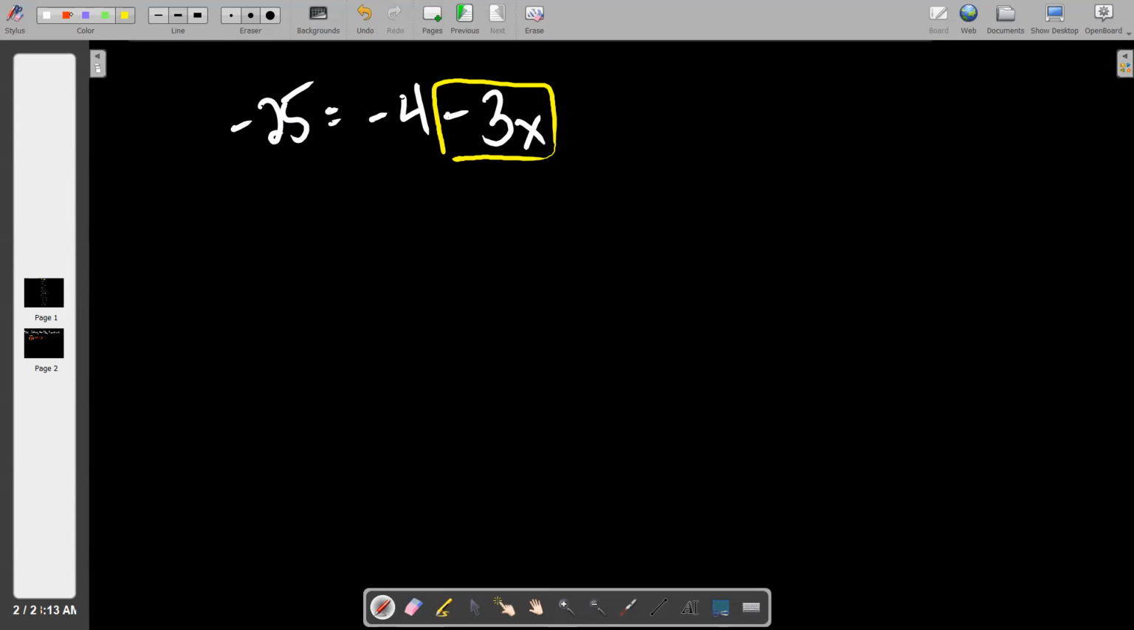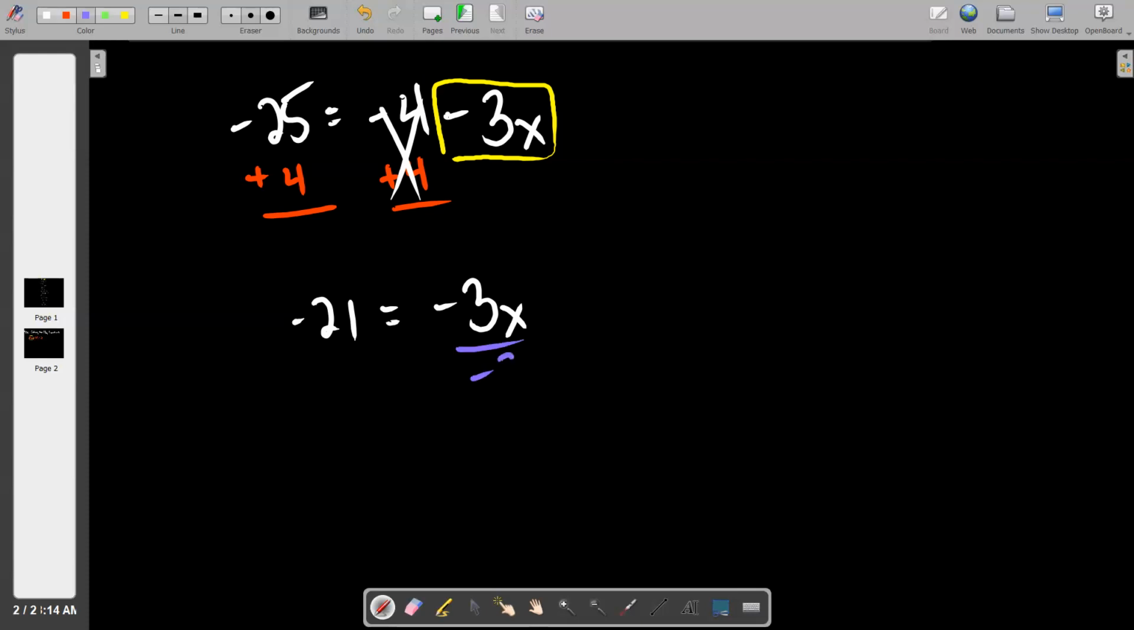So you basically just want to get rid of the boring number first, the one that's not attached to the x. And so I'm going to add 4 here, and I'm going to add 4 here, and then I'm going to do my 3 steps. Cancel, drop, drop. And then you worry about the math. And what is negative 25 plus 4? Good job. Negative 21. Math is so much more fun when we don't have to stop and talk about negatives and positives. Good job. And then we divide by negative 3.